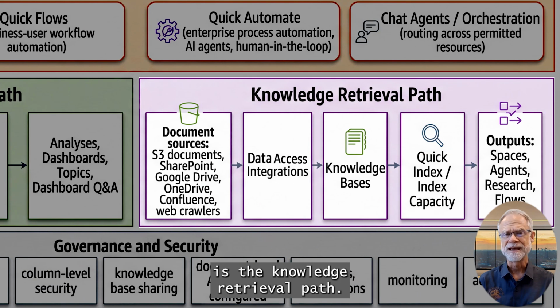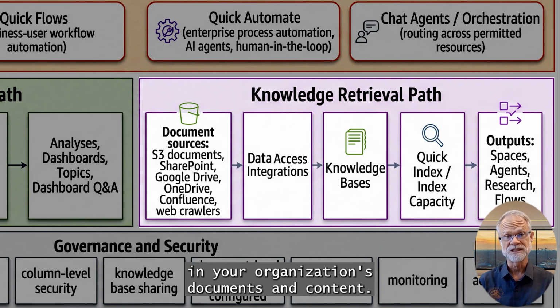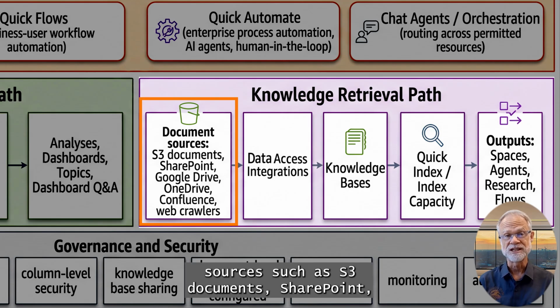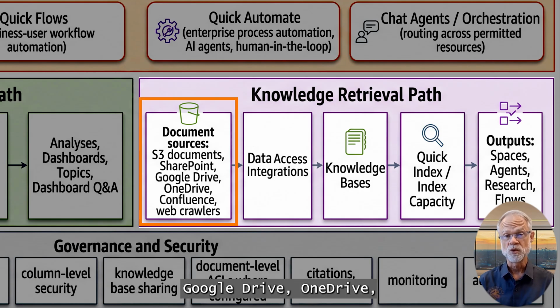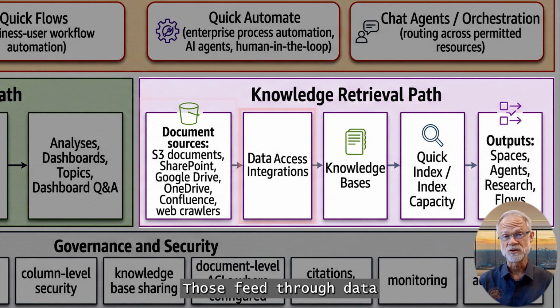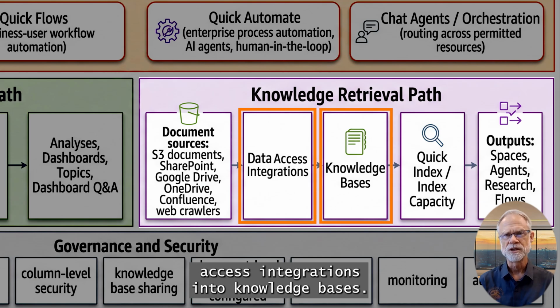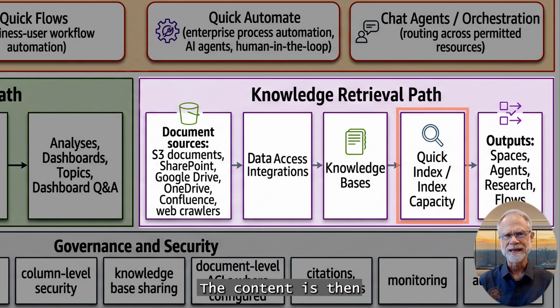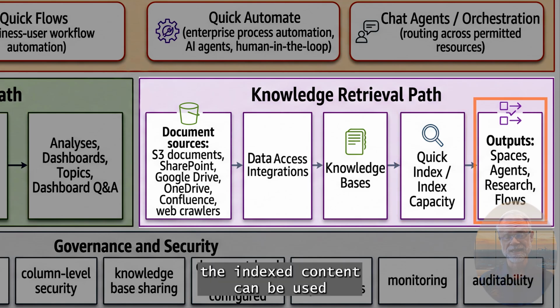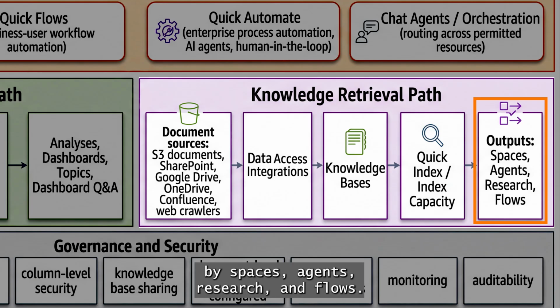On the right is the knowledge retrieval path. This is how Quick grounds answers in your organization's documents and content. It starts with document sources such as S3 documents, SharePoint, Google Drive, OneDrive, Confluence, and web crawlers. Those feed through data access integrations into knowledge bases. The content is then indexed into Quick Index, which is what makes it usable for AI-powered retrieval. From there, the indexed content can be used by spaces, agents, research, and flows.